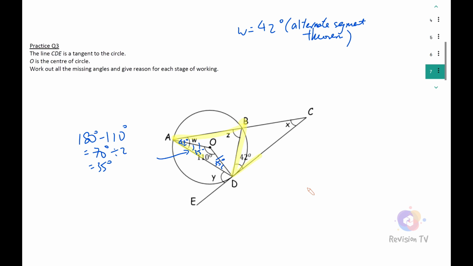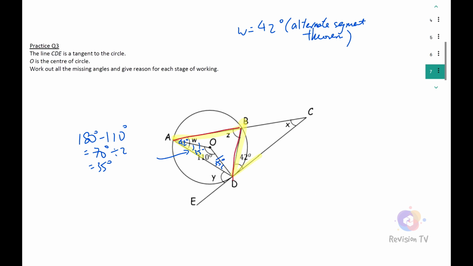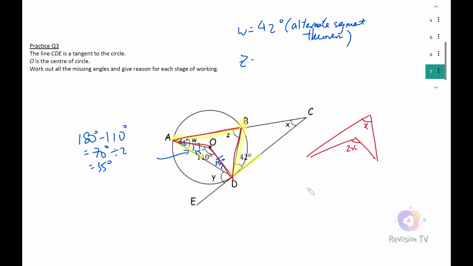So what else do we have? All right, we also see an arrowhead inside a circle. So if you see an arrowhead, hopefully you remember, if that's x, this will be 2x. So therefore, z will be half of 110 degrees. So z equals 110 degrees divided by 2, which is 55 degrees. The reason is, you can't say arrowhead. You have to say angle at the circumference is half the angle at the center.